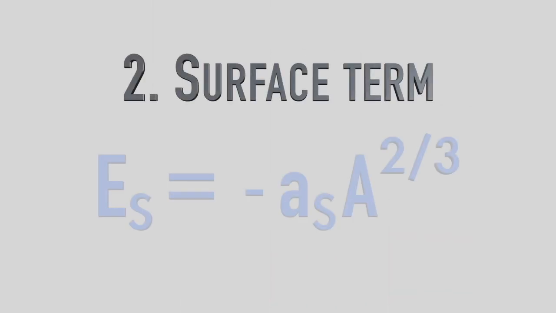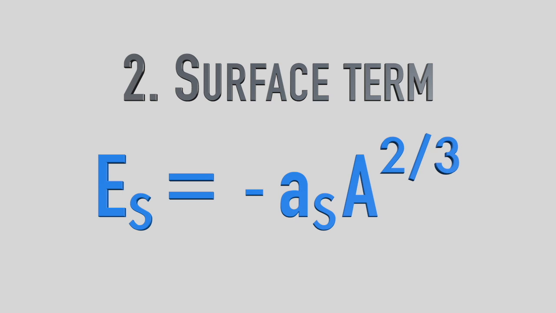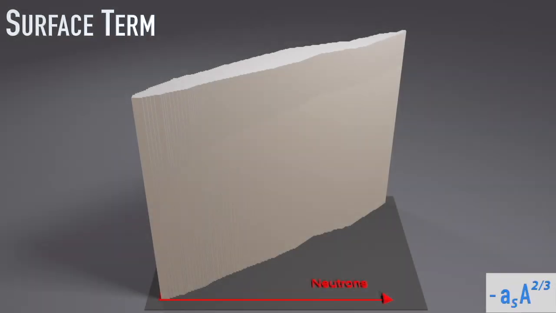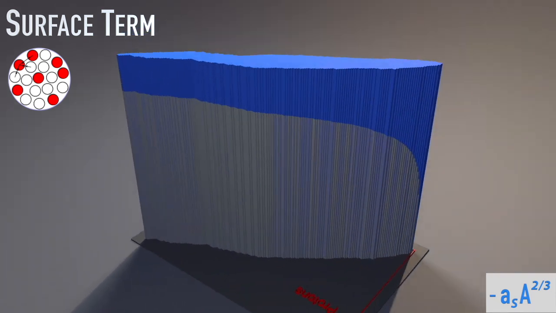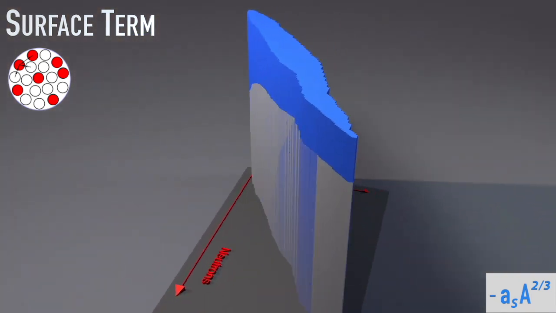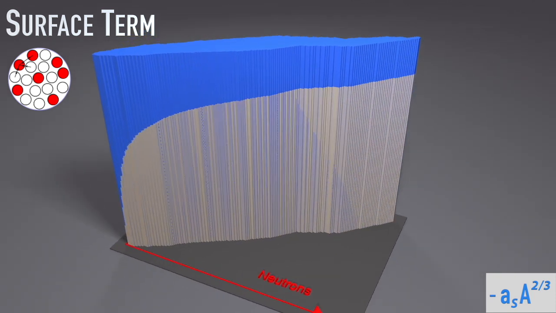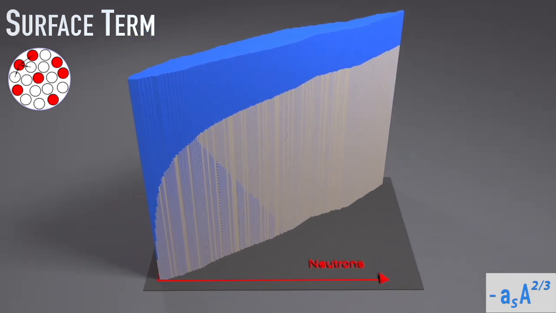Surface term. The surface term is a correction to the volume term, since nuclides on the surface have fewer nearest neighbors to interact with. Due to the larger surface-to-volume ratio, this effect is bigger for smaller nuclides.